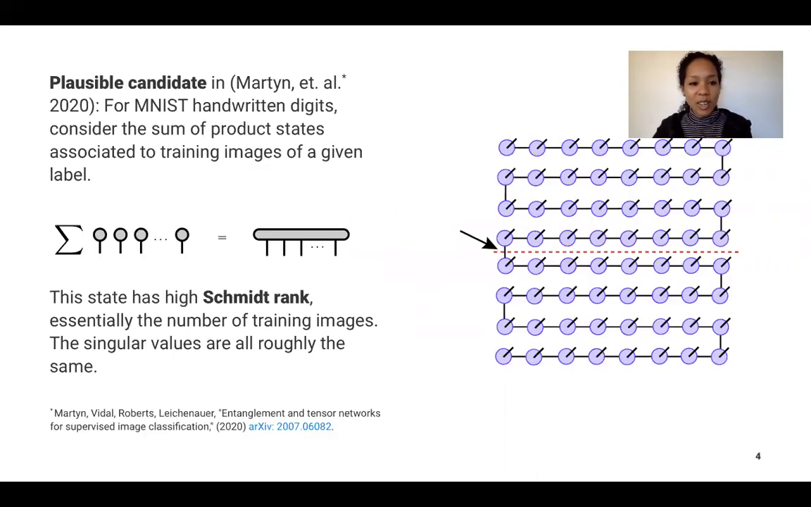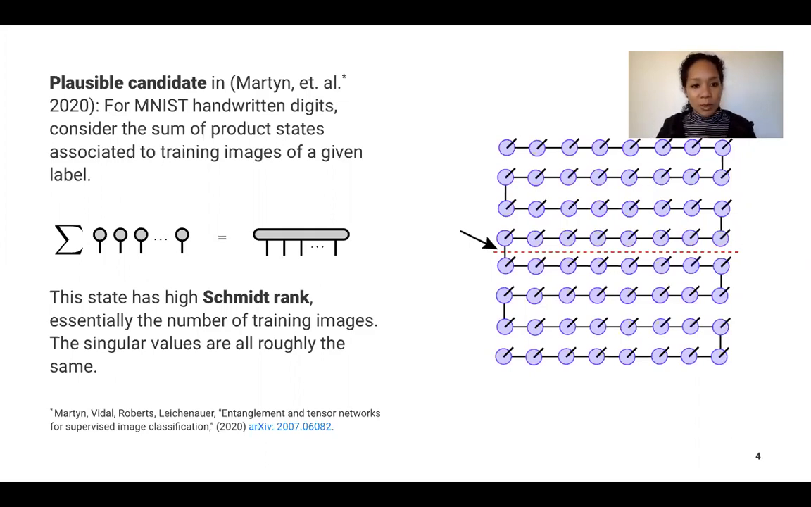Well, this question was asked recently by colleagues at X. Probably you all have seen this paper by John Martin, Giffrey Vidal, Chase Roberts, and Stefan Leichenauer. And they asked this very question in the case of the MNIST data set. So, what state is being learned by this MPS model in this case?